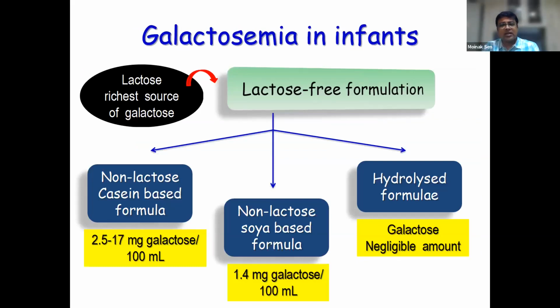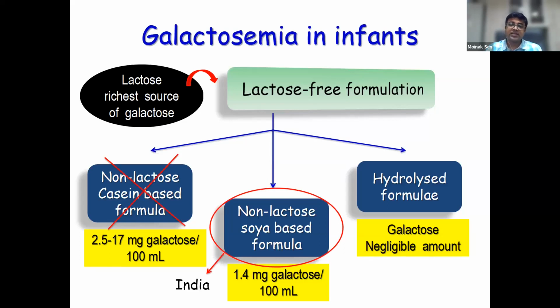Galactosemia in infants is a tricky issue. In this, you have to give lactose-free formulation because lactose contains glucose plus galactose, and this galactose is the one that is going to give rise to problems. So what are the options we have? You can give them a hydrolyzed formula, which does not contain any galactose at all. You can give them a non-lactose soy-based formula, but always remember, soy contains some amount of galactose, and that is really not recommended less than 6 months of age. And casein-based formulas are not to be given at all, because casein contains galactose, and this galactose can affect the child.